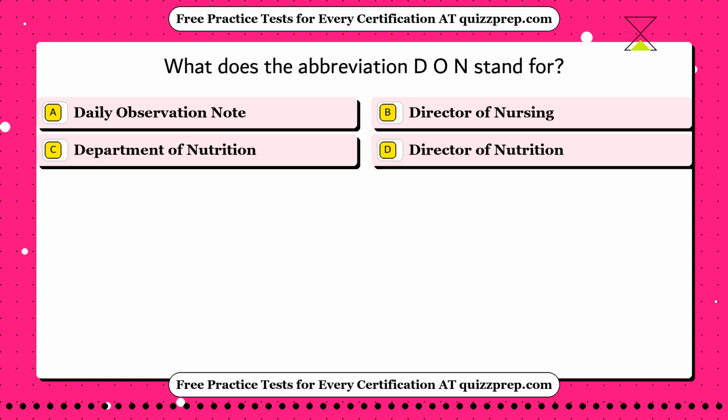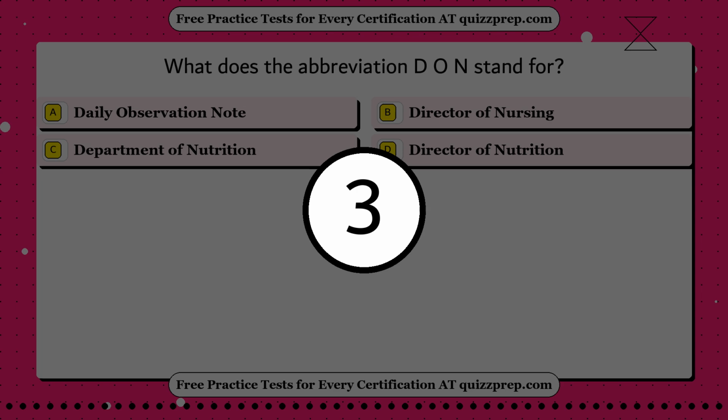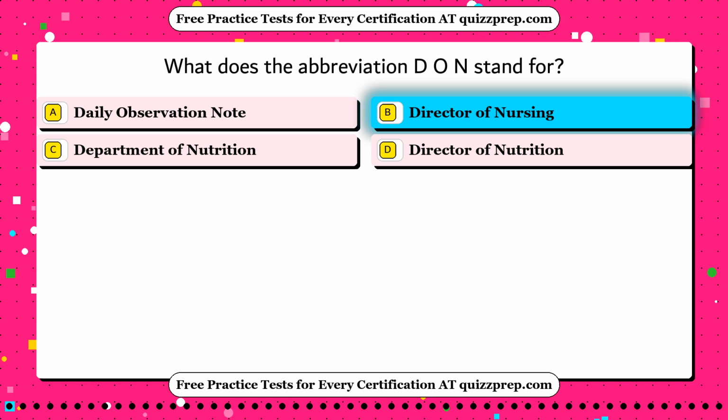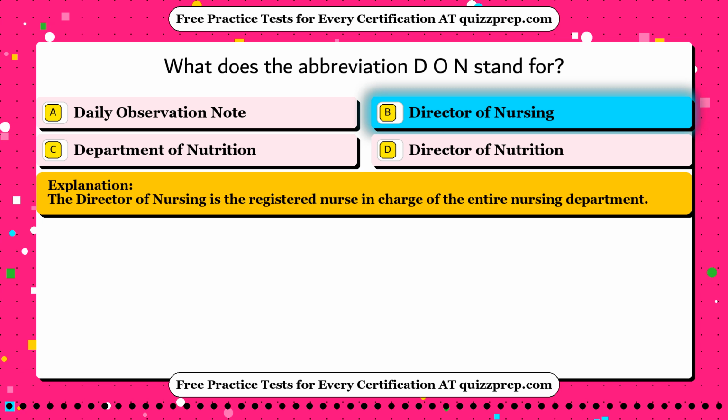Option A, daily observation note. Option B, director of nursing. Option C, Department of Nutrition. Option D, Director of Nutrition. The correct answer is option B, Director of Nursing. The Director of Nursing is the registered nurse in charge of the entire nursing department.